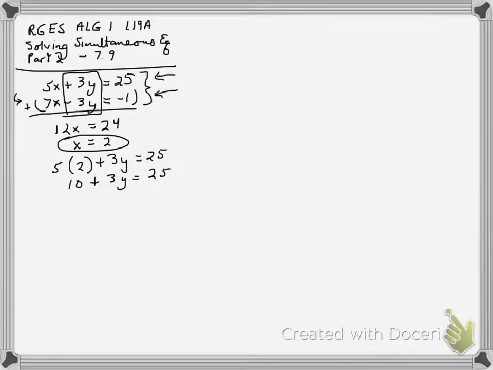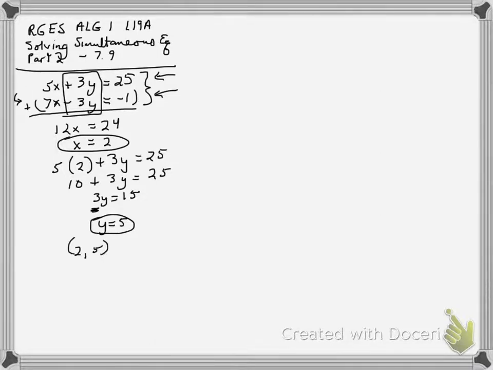Now what we're going to do here is subtract 10 from the other side. 25 minus 10 is 15. We're going to do the opposite of multiplying by y, which would be dividing. We're multiplying by 3 on the left side, so we'll divide by 3 on the right side. 15 divided by 3 is 5. Remember, my goal is an ordered pair, (2, 5).